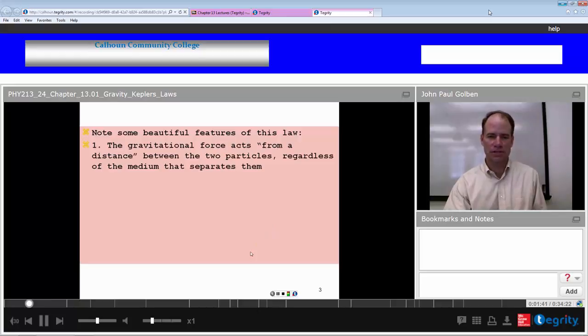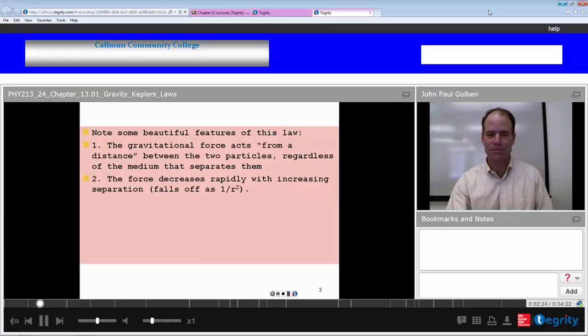Here are some beautiful features of this gravity law. The gravitational force acts from a distance between two particles regardless of the medium that separates them. For instance, we're going to be talking about the sun here in a moment. The earth is attracted to the sun, and that force is between them at a distance, regardless of something that passes in between. If the moon were to pass in between the earth and the sun, they still would have that same gravitational force, regardless of the fact that the moon has passed in between, say in a solar eclipse or something like that. So the earth doesn't go flying off into space as a result.